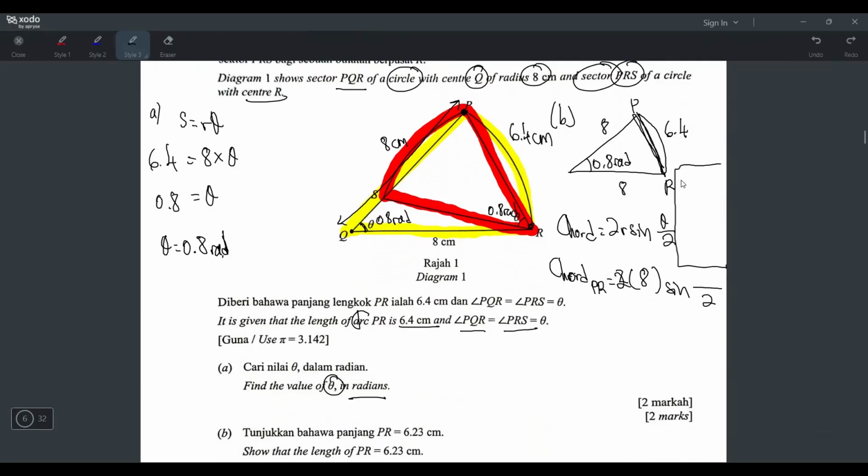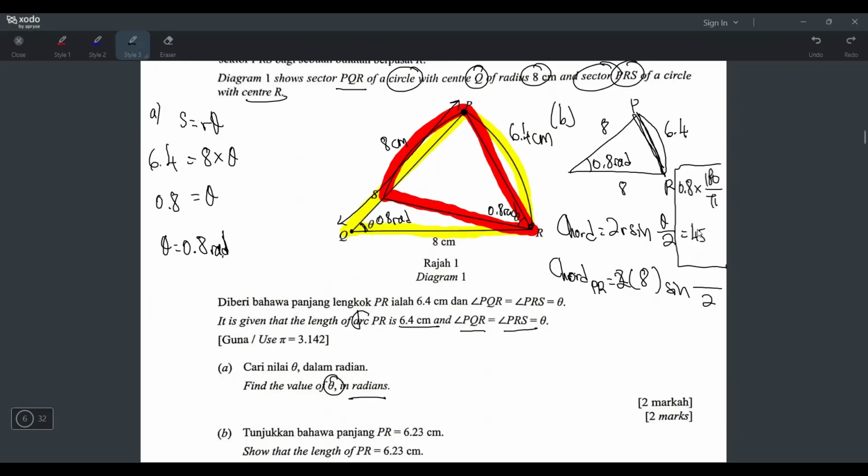So 0.8 radian, I have to multiply with 180 over pi, because that's how you convert radian to degree. You multiply 180 over pi. So the pi, I will press 3.142. So now I'll press the calculator. 0.8 times 180 divided by 3.142. Okay, my calculator gives me 45.83, but usually I teach my students to write in degrees and minutes. It's up to you lah. If you want to write decimals, okay?